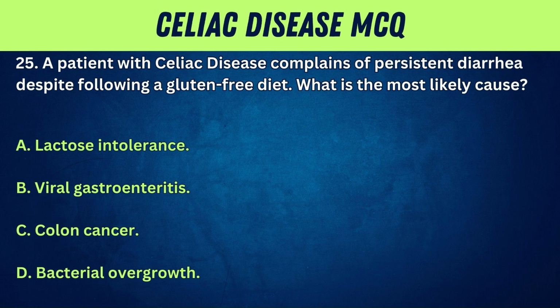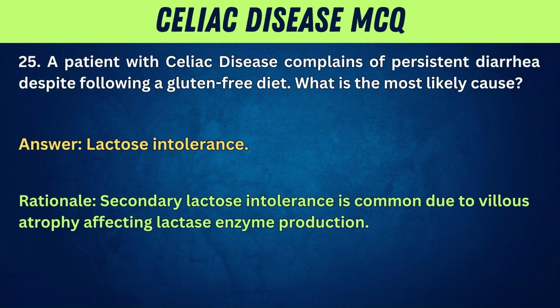25. A patient with celiac disease complains of persistent diarrhea despite following a gluten-free diet. What is the most likely cause? A. Lactose intolerance. B. Viral gastroenteritis. C. Colon cancer. D. Bacterial overgrowth. Answer: lactose intolerance. Rationale: secondary lactose intolerance is common due to villus atrophy affecting lactase enzyme production.